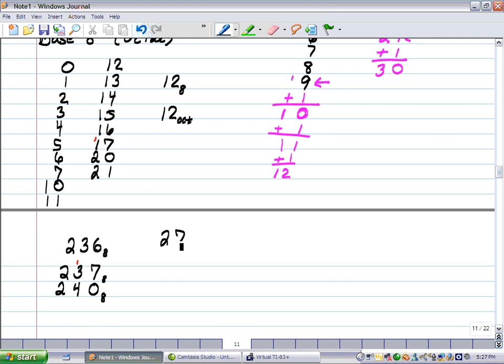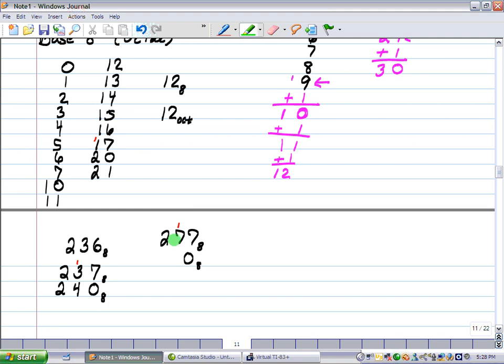Okay, what if I had 277 base 8? What's the next number after 7? There isn't one. So I have to start over with the first symbol and carry 1 to the next place value.